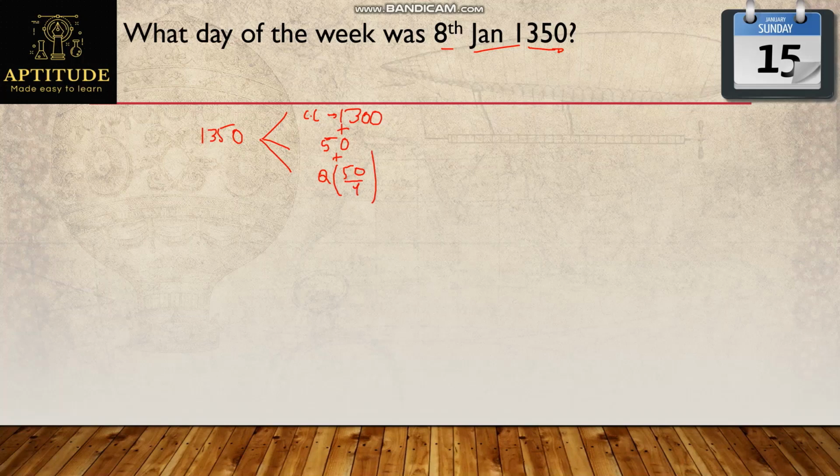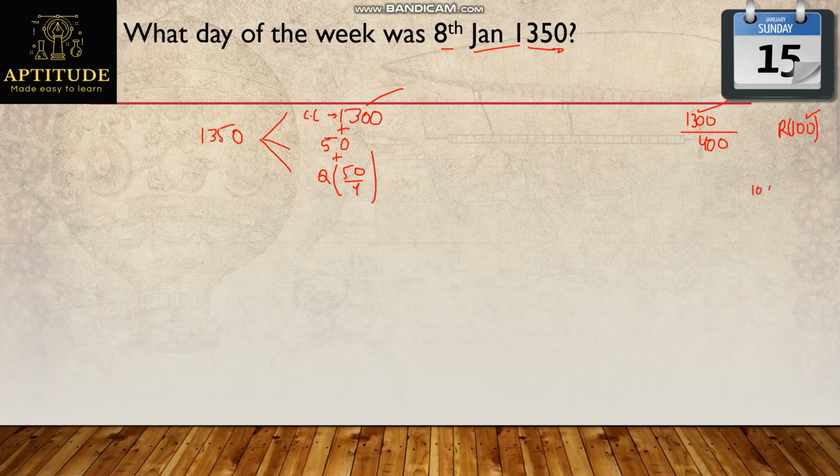So first of all, I need to consider 1300. What will be the century code? How do we find that? Simply divide 1300 by 400 and find the remainder. What remainder do I get here? 100. So 400 threes are 1200. So up to 1200, one cycle is completed, and once again the cycle repeats after that. So 1300 will be the same as the 100th year.